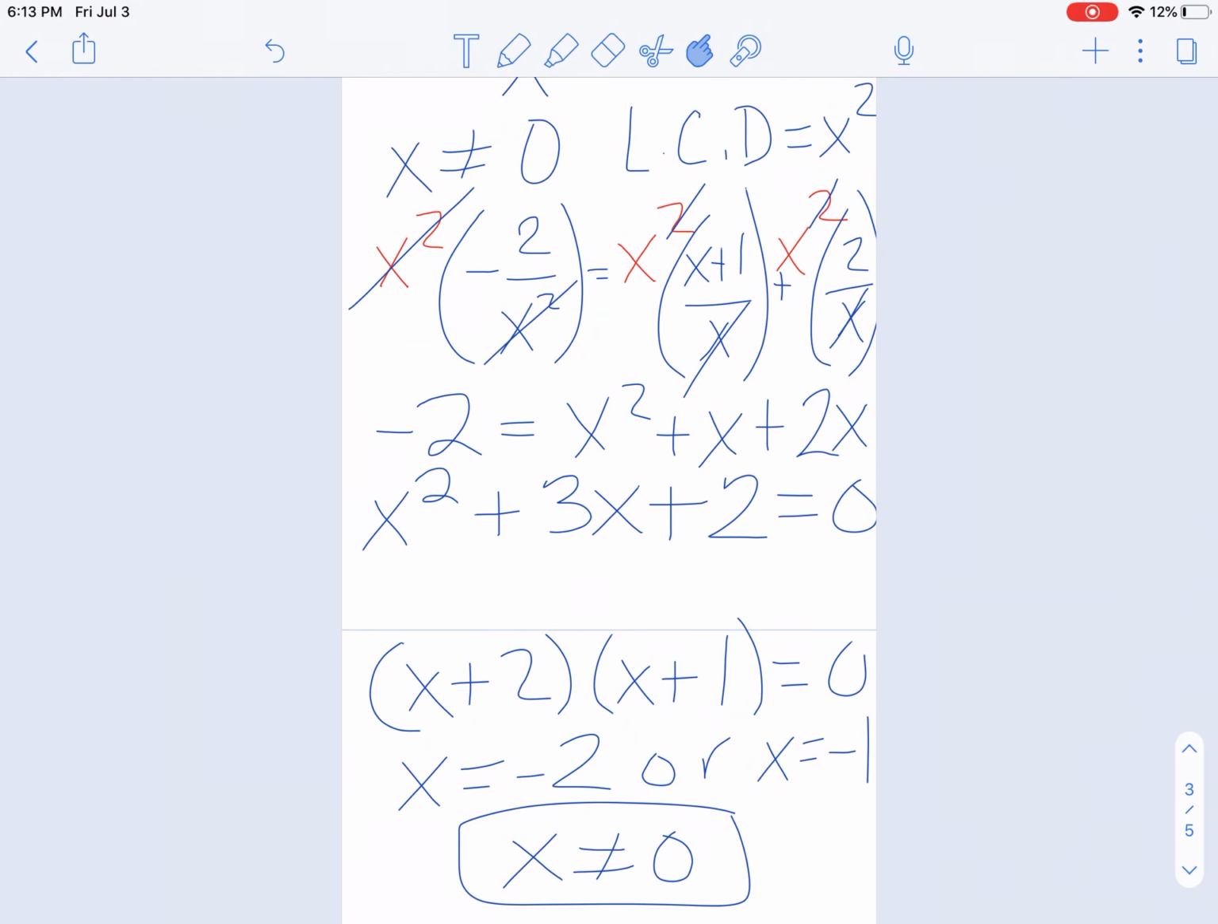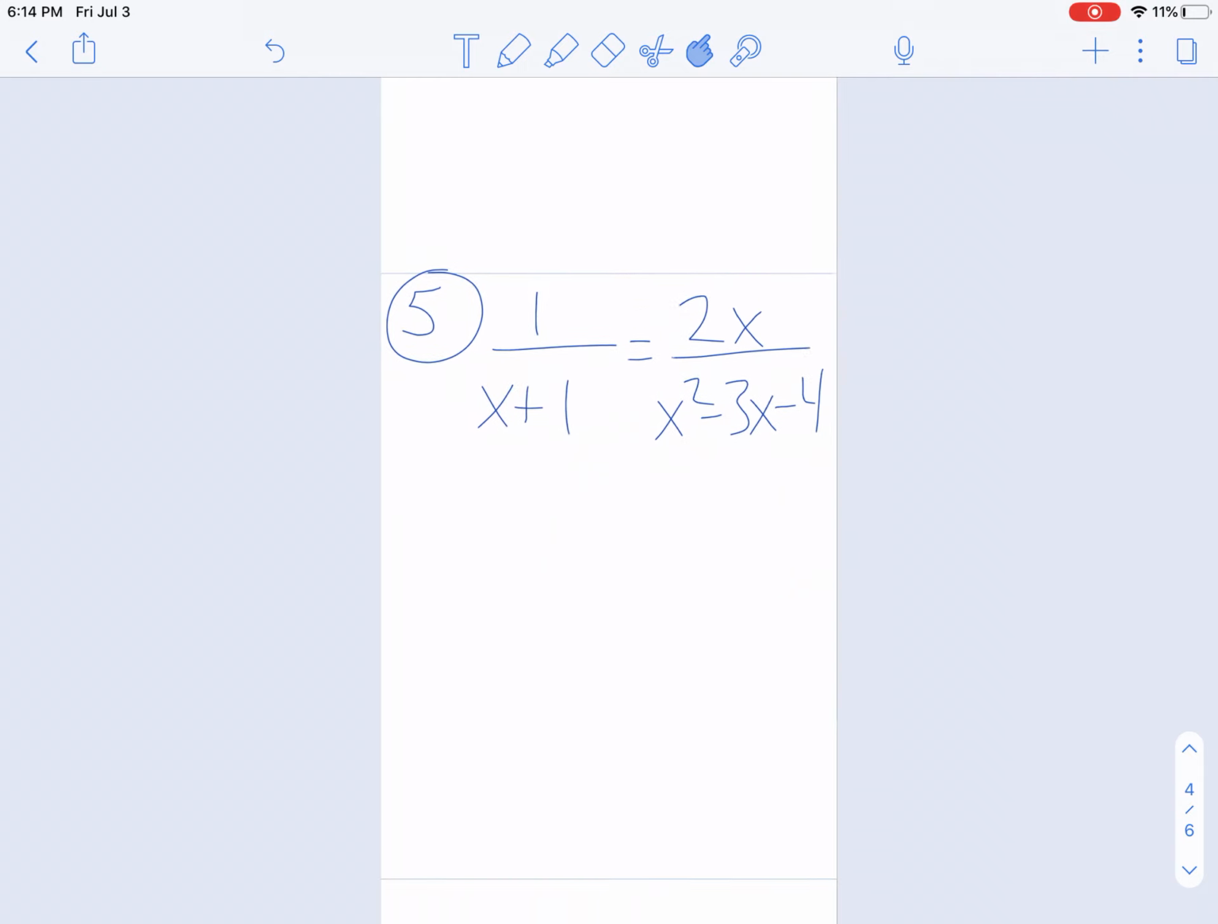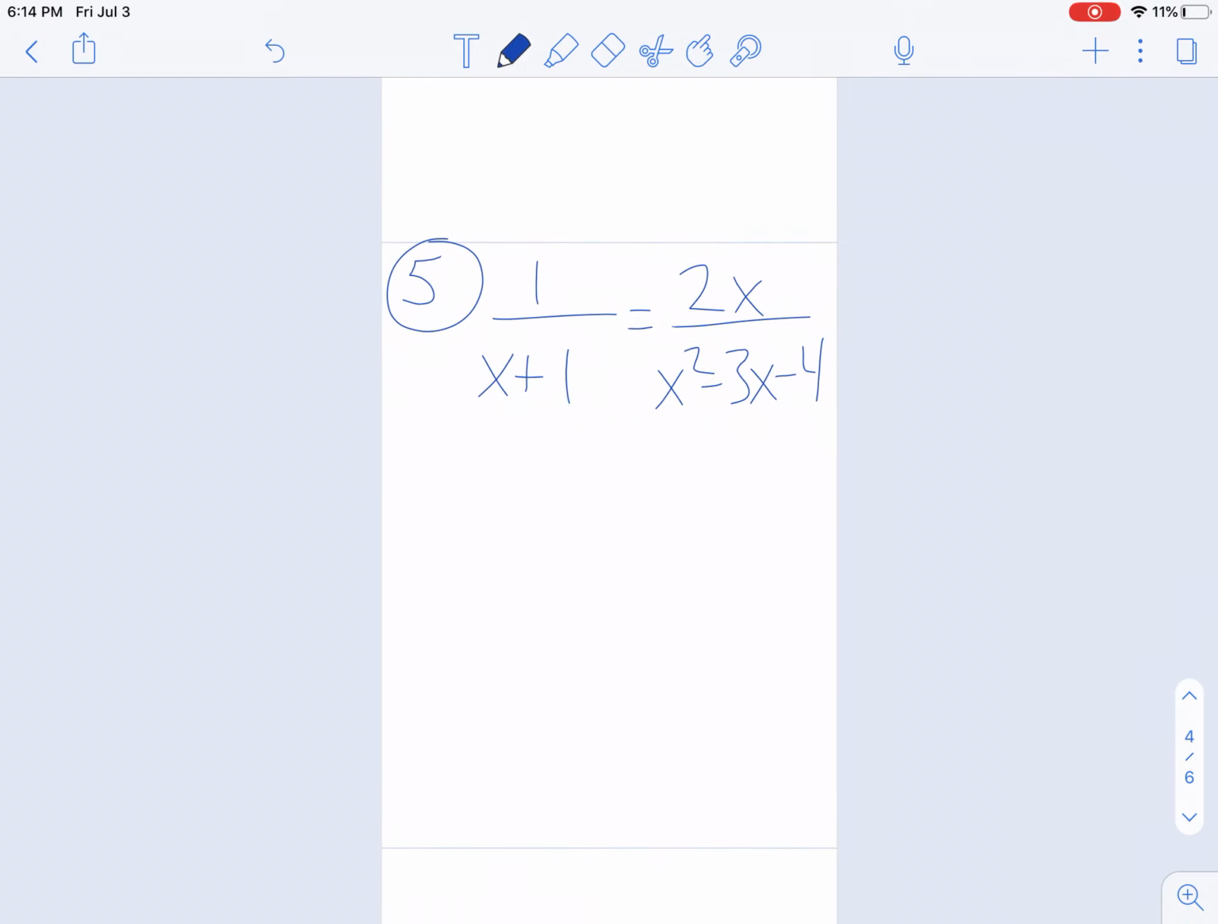Okay, one more to go here. So the very last one that I want to look at is 1 over x plus 1 equals 2x over x squared minus 3x minus 4. And this is one where you're really looking in the denominator for factoring instead of in the numerator. So I'm going to leave the left-hand side for right now, and I'm just going to start by factoring.